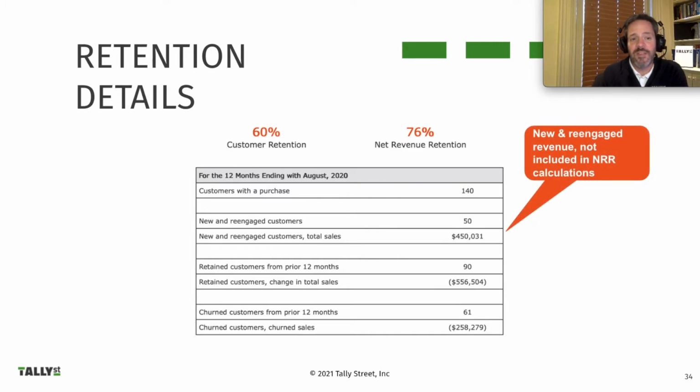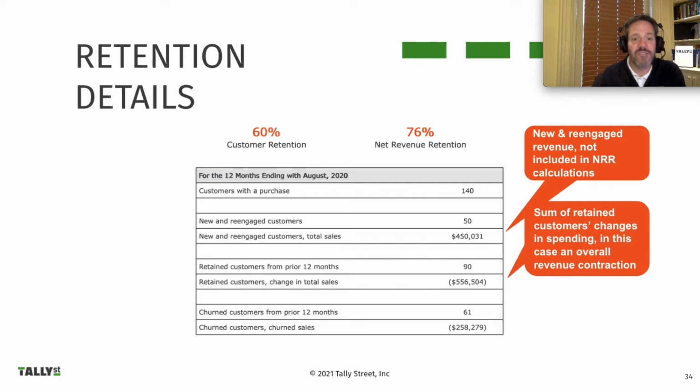First, before even getting into retention, we see their new sales. So they had 140 customers active last year. 50 of them were new, in the last 12 months, and those new customers spent a total of $450,000. We see that they retained 90 customers from the prior 12 months into the recent 12 months.